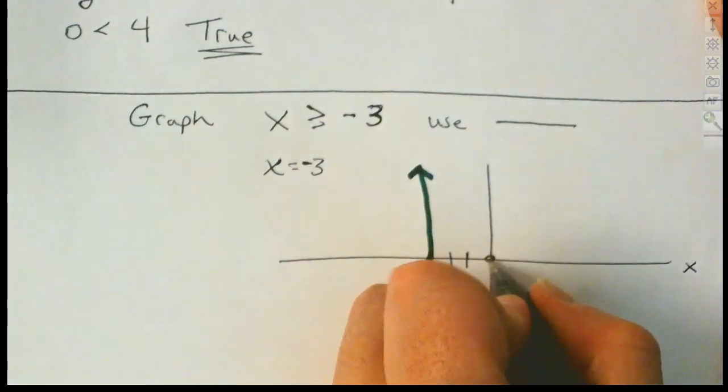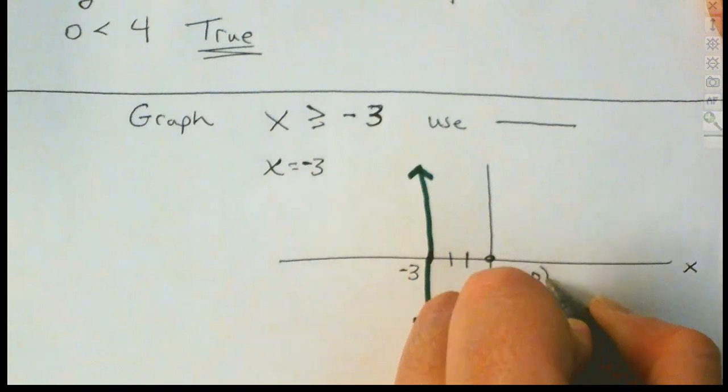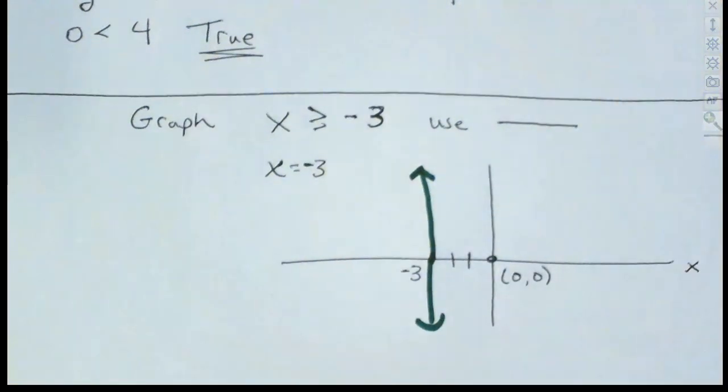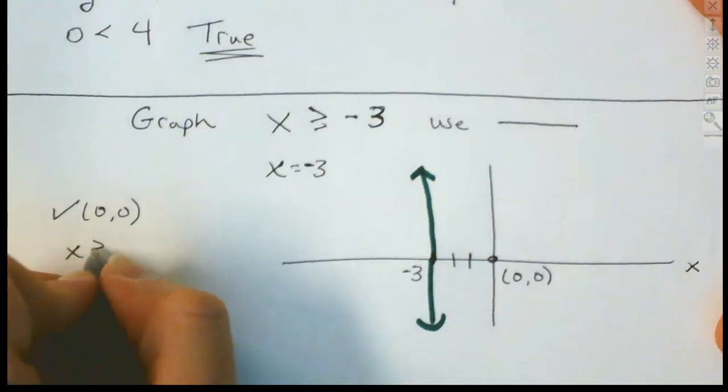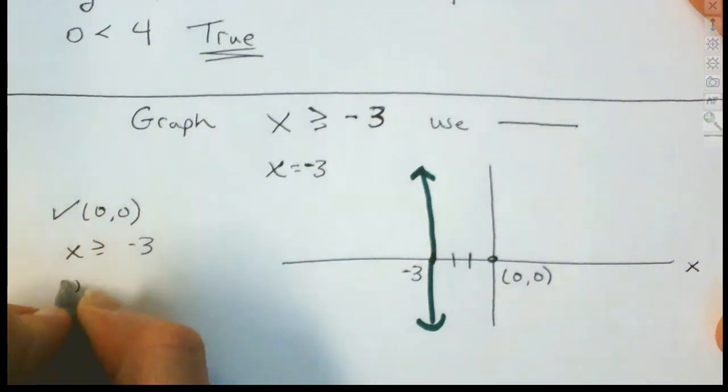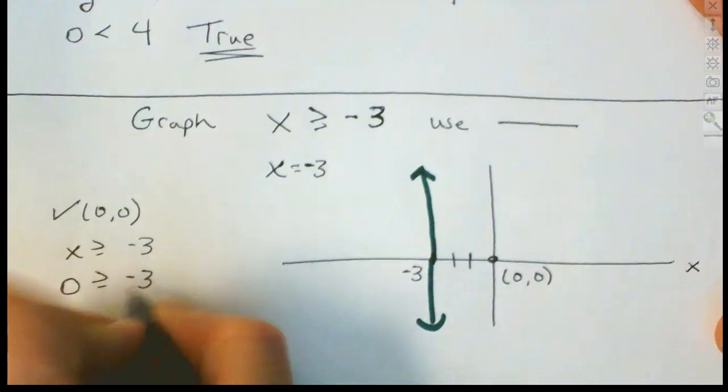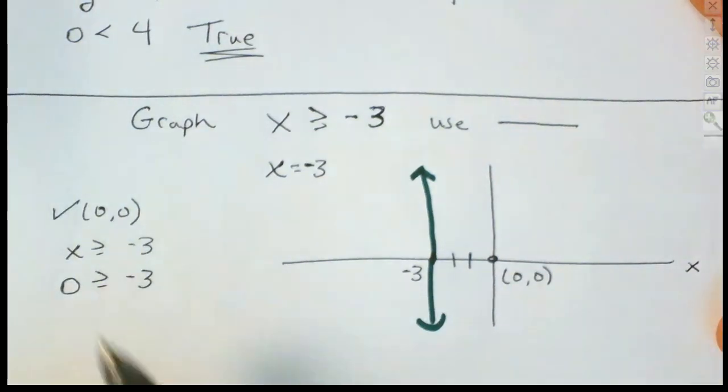And we can now pick a point that's not on there. In this case, 0, 0. After break, we'll do some where you can't use 0, 0, where you have to use a different point. But this one we can use 0, 0 because it's not on that line. And we just replace that x with 0. And is 0 going to be bigger than a negative 3? Is 0 bigger than a negative 3?